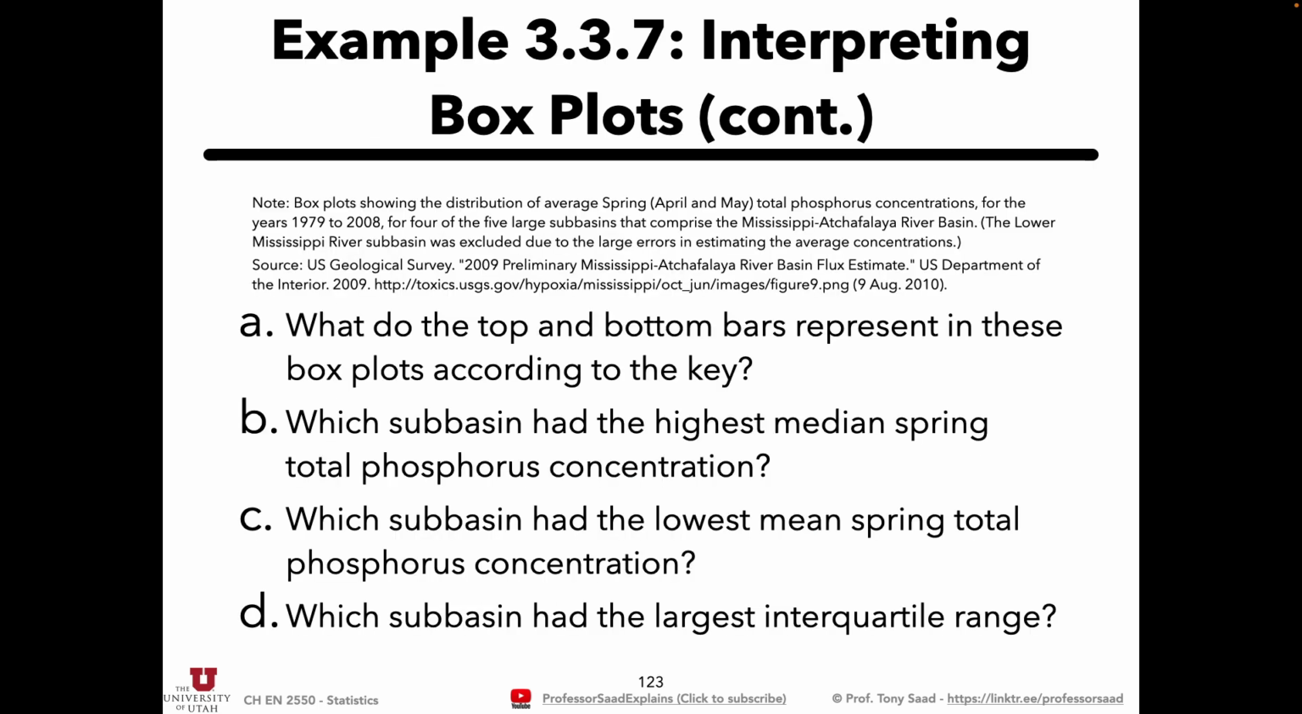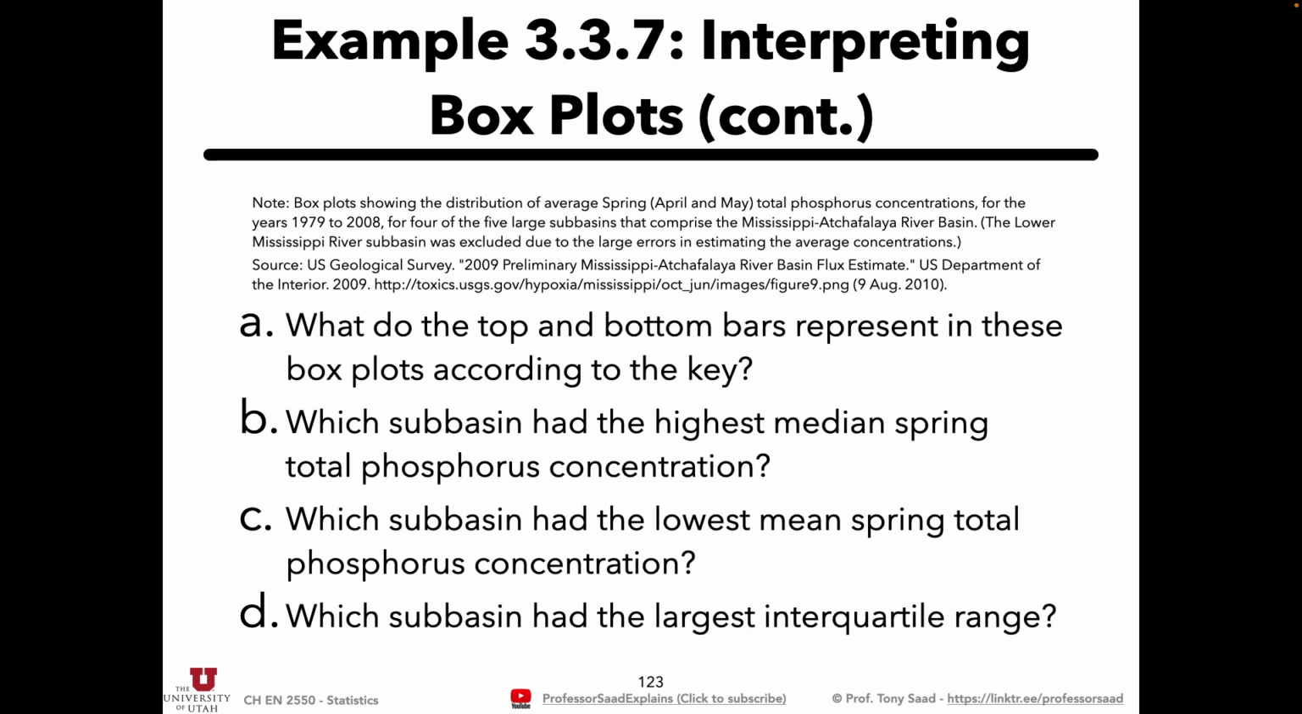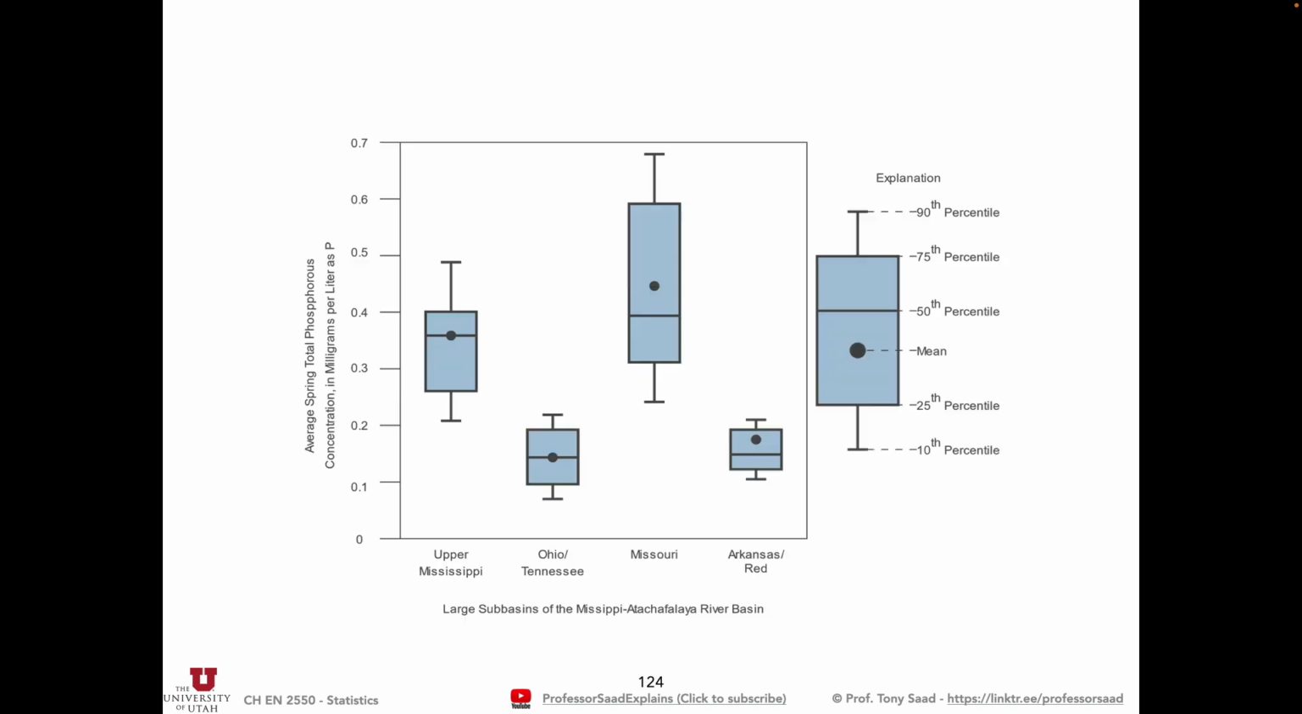Let's see the questions. First question, what do the top and bottom bars represent in these plots? Well, according to the key, the top one is the 90th percentile. So that's the data point where 90% of the data lie below it, and 10% of the data are above it. And the bottom one is the 10th percentile. Good. Which sub-basin had the highest median spring phosphorus concentration? So median, we're looking at the bar inside the box, right? So that's going to be Q2. Which was the highest? It was the Missouri sub-basin, right? Because that bar was almost 0.4. It's higher than all the other ones.